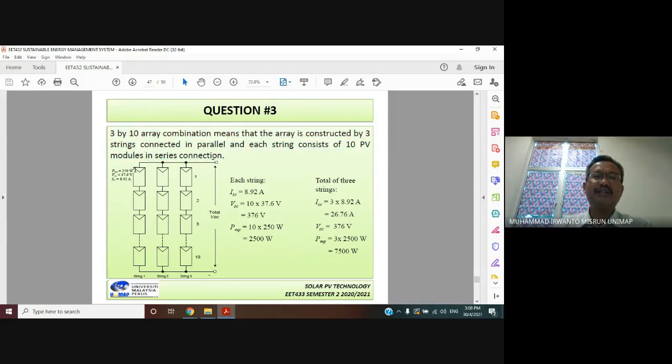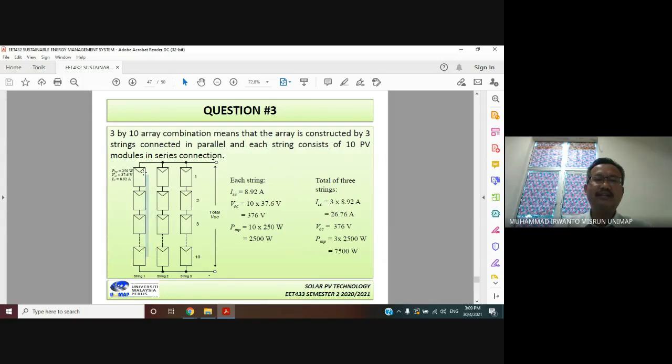Remember, this is the symbol of the PV module: a box like this, and at the top we draw one triangle. The triangle is the connection of the positive of the PV module, and below is the negative. So connect them together, 10 PV modules in series connection. I drew here 1, 2, 3, and so on until 10.